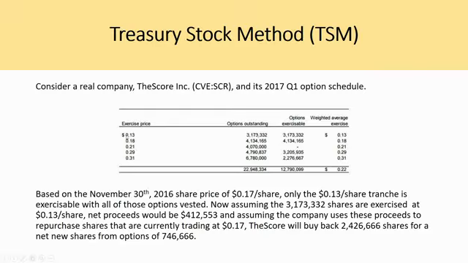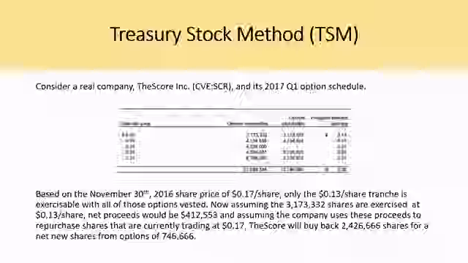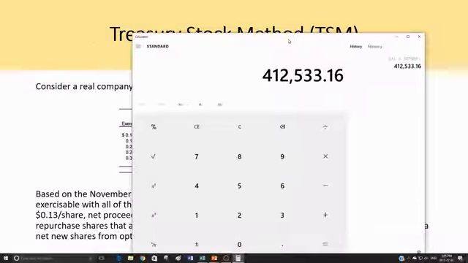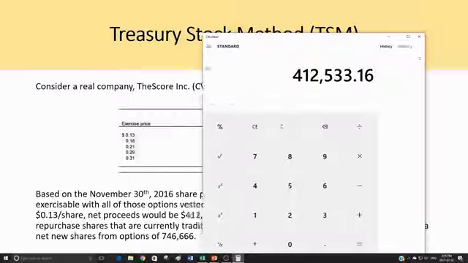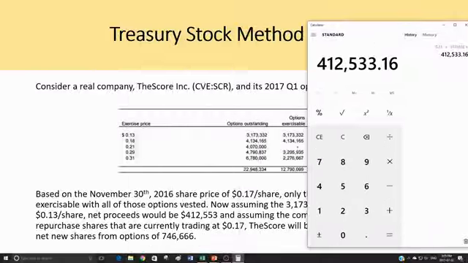So the proceeds from selling shares at this price for the company itself, we can just calculate that: 0.13 times 3,173,332 shares. And so that will give us proceeds of 412,000. Actually, let me move the calculator over here so you can see. Sorry about this. So that will give us proceeds of that 412,553.